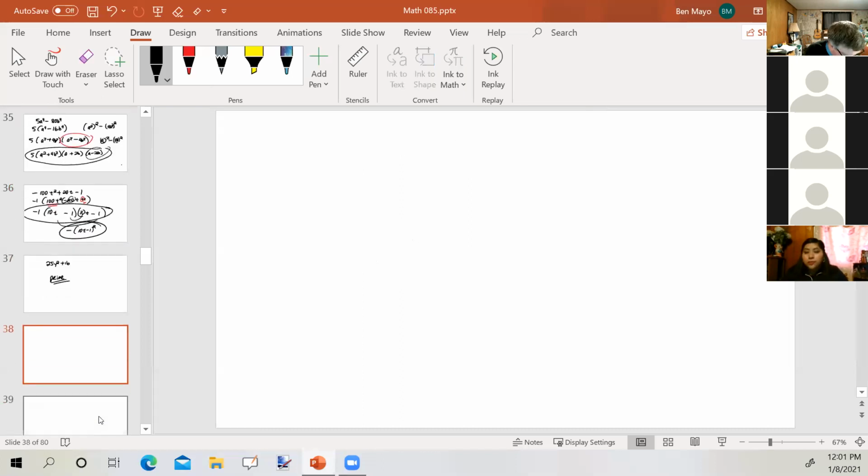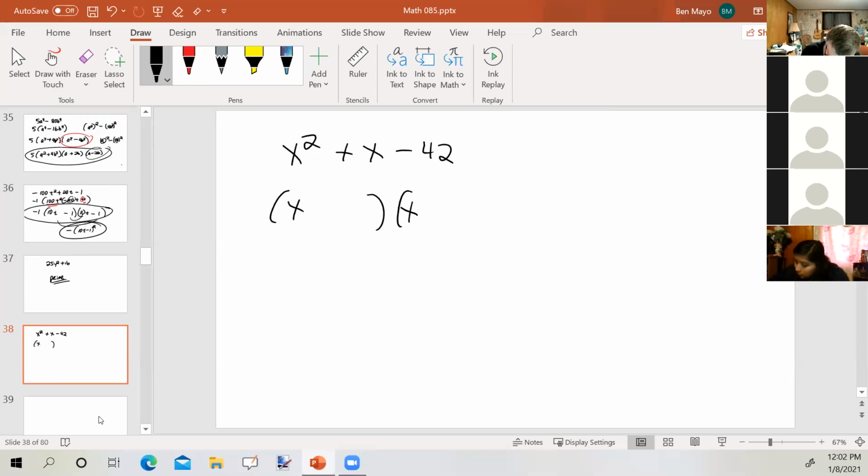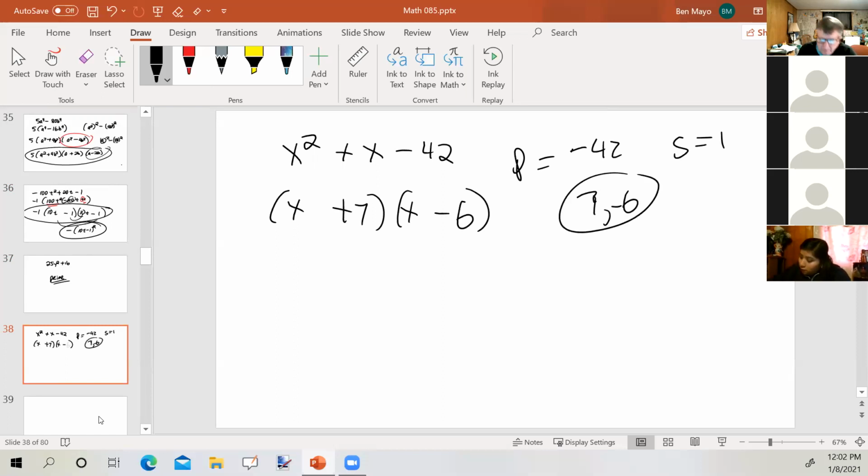How about this one? x squared plus x minus 42. That's not a binomial. It's a trinomial. It's not a perfect square, I can tell, because there's a minus and a 42. There's no greatest common factor. It has a leading coefficient of 1, so that's going to take us back to 6.2, where we're looking for a product of negative 42 and a sum of 1. So how about 7 and negative 6? Okay, that takes us back to section 6.2.